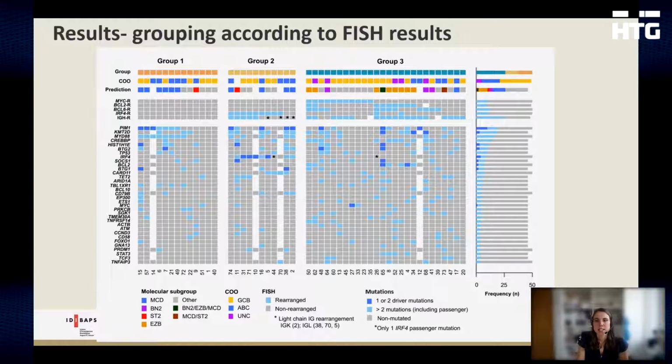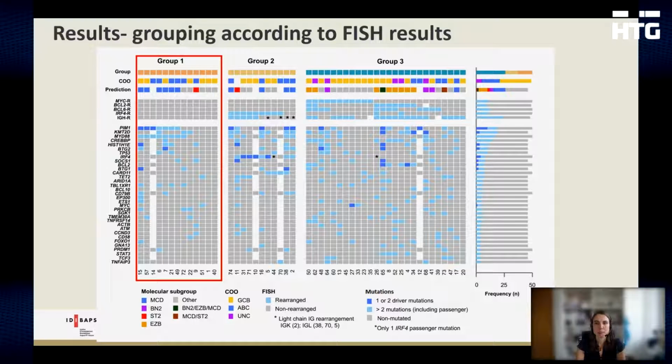This oncoprint summarizes the complete results and is grouping them according to the FISH results. Group number 1 is without any alterations. Group number 2 shows cases with IRF4 rearrangements. 5 cases are rearranged with IGH and 2 cases with IGL. This group also includes 2 cases with cryptic IRF4 translocations, both with an identified break in the light chains and with IRF4 mutations, and as well with a characteristic morphology.